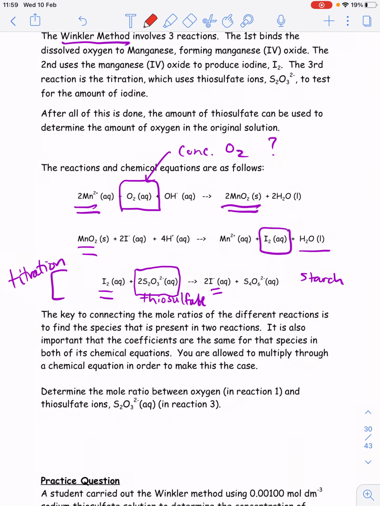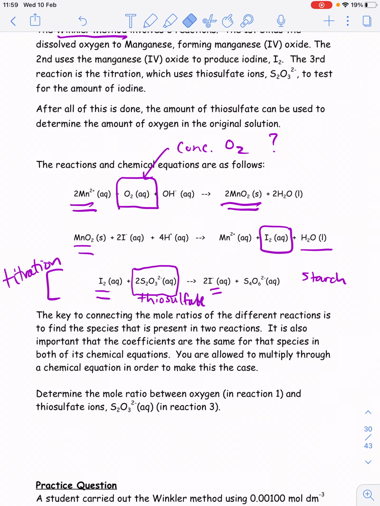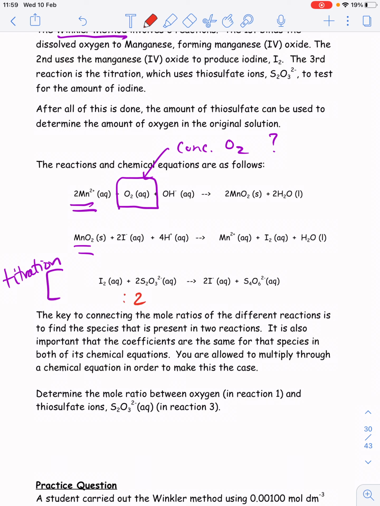So where I would start, and let me erase some of this other stuff just to make it a little bit more clear, I would start down here in the last equation. The thiosulfate connects with the iodine, and I can pretty clearly see that that's a 2-to-1 ratio just from their coefficients. And I've chosen the iodine because iodine is something that's in the third reaction, but it's also in the second reaction. So it's sort of the link between my second and third reactions.